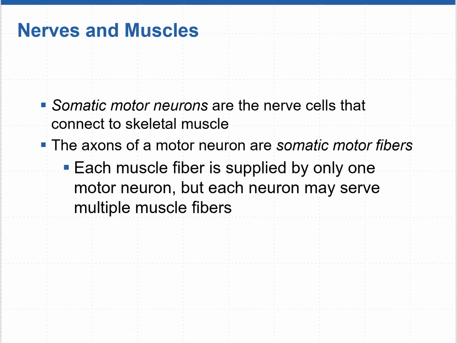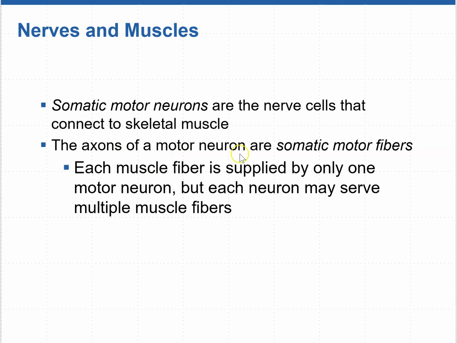Now let's talk about the neuromuscular junction. So the skeletal muscle needs a signal from the brain for contraction because these are voluntary muscles. Somatic motor neurons are the nerve cells that connect to the muscles, and the nerve cells of somatic motor neurons are in the brainstem and spinal cord that serve the skeletal muscles. Now, the somatic motor fibers have their axons that lead to the skeletal muscle, and that's how they help in contraction.